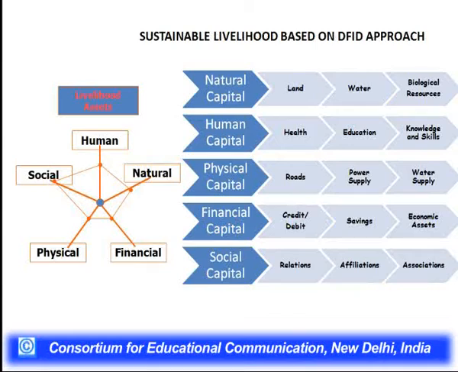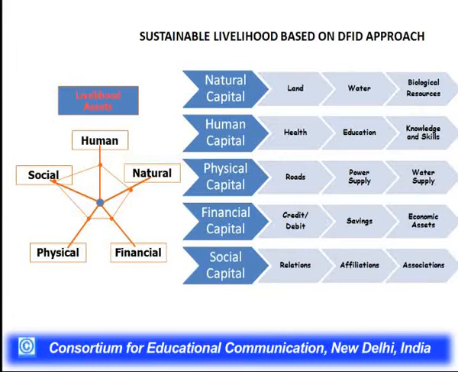Those households engage in such tasks, they move towards diversification, adaptation and migration. You can see here sustainable livelihood based on the DFID approach, as I highlighted earlier, that DFID has been a very important contributor initially for the livelihood strategy all over the world. They identified livelihood assets including human, natural, financial, physical and social. Natural relates to land and water, biological resources.